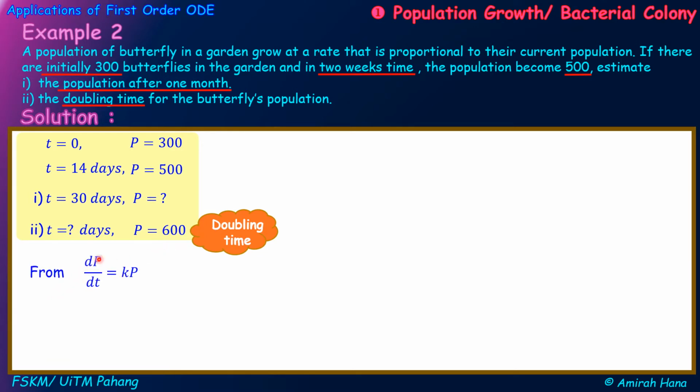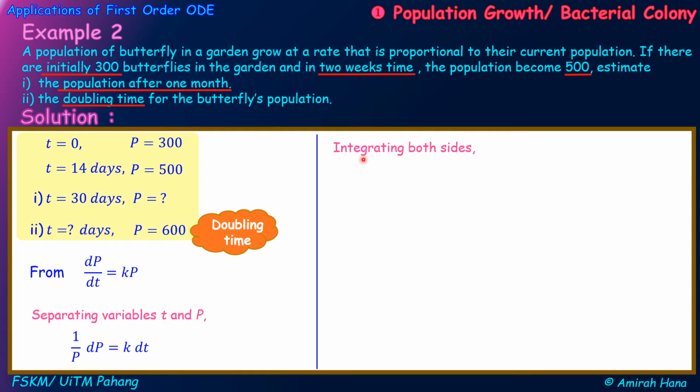From dP over dt equals kP, we separate the variables time and P. So after we separate, we get this. We move dt to the right hand side, so we get k times dt. And at the same time, we move P to the left hand side, so we get 1 over P dP.